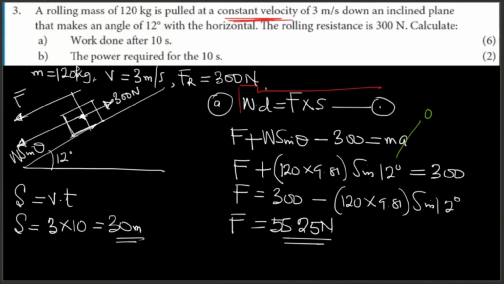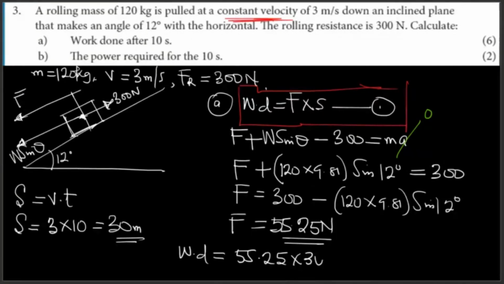So we can now revert back to this equation here. Work done, force times distance. So it's going to be 55.225 multiplied by 30, 1657.5.